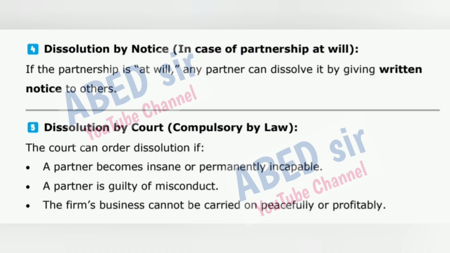5. Dissolution by court, compulsory by law. The court can order dissolution if a partner becomes insane or permanently incapable, a partner is guilty of misconduct, or the firm's business cannot be carried on peacefully or profitably.